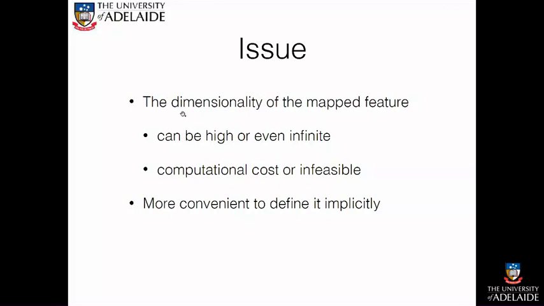So the dimensionality of the projected, mapped feature can be very high. In the HOG feature, it's not that high, usually less than 100. In the SIFT features, it's 128 in most cases, right? But it's really heuristic. It depends on how you design the features, but it can be very high or even infinite, and the computation cost can be heavy.